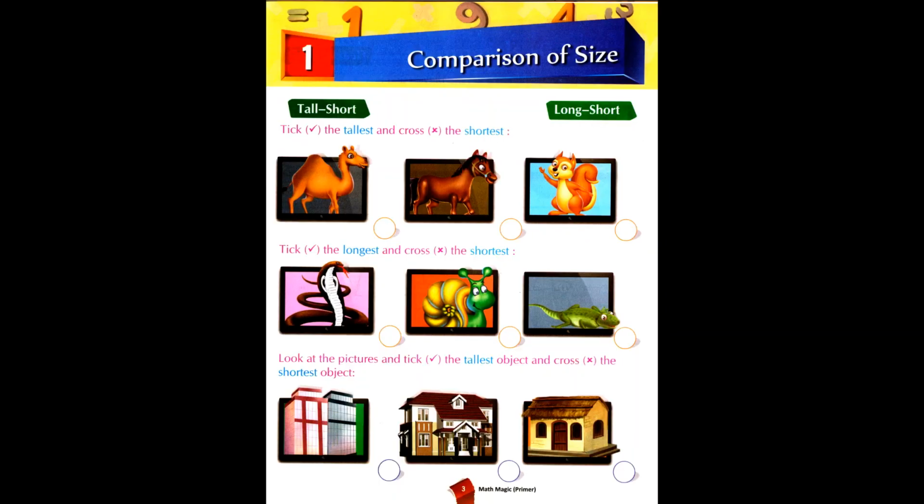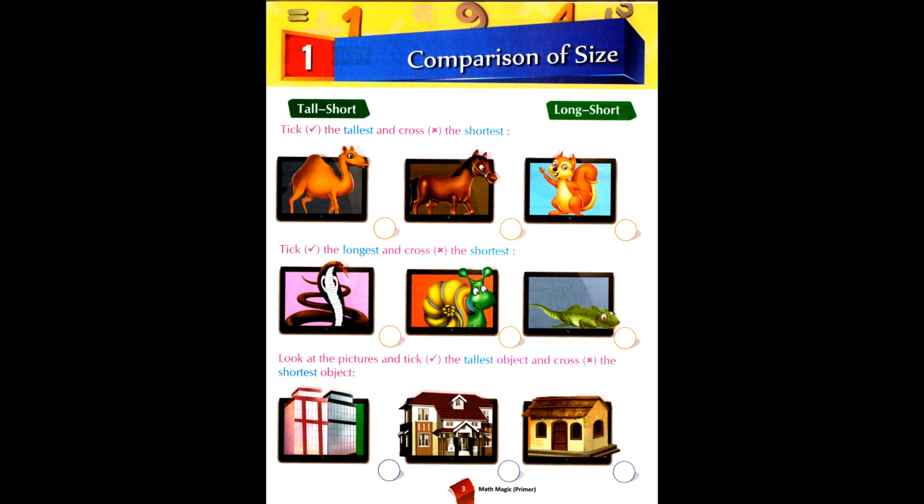Today we are going to start our first chapter of maths of class UKG, that is comparison of size. That means we are going to know about the things that are tall and short, long or short. We are going to compare the size of something or someone. Getting started with the first, that is tall and short.